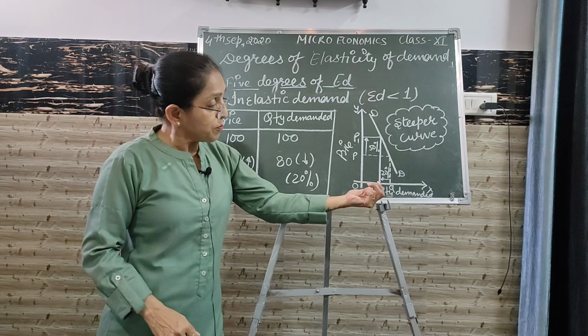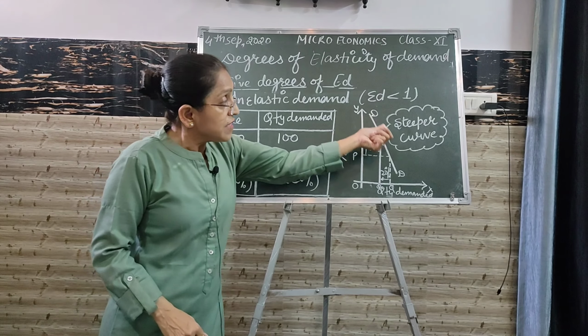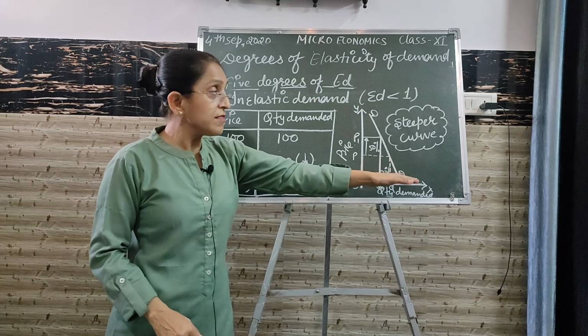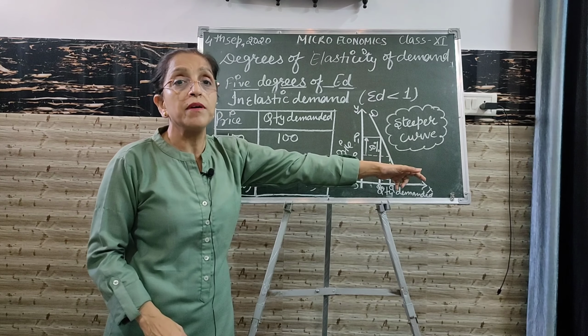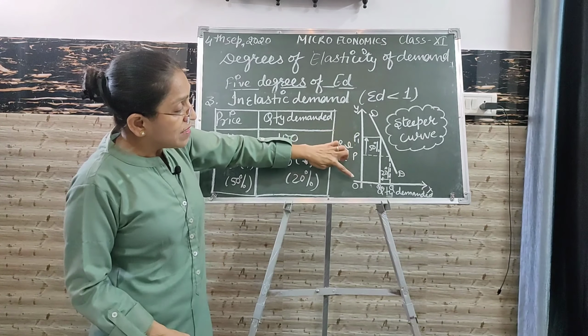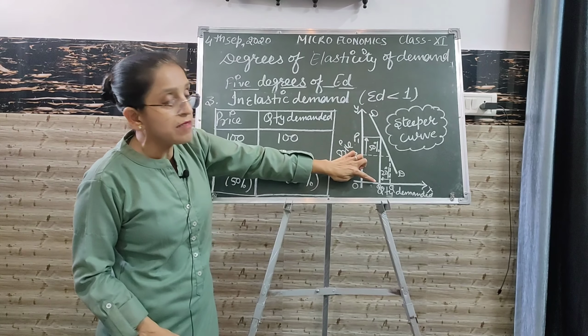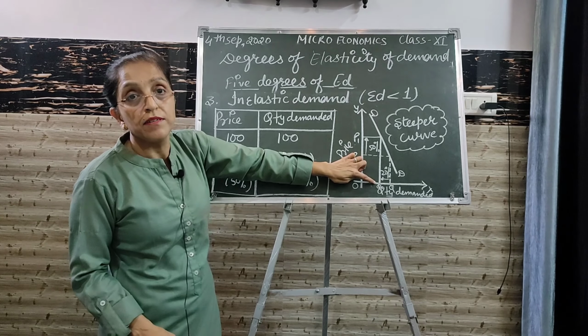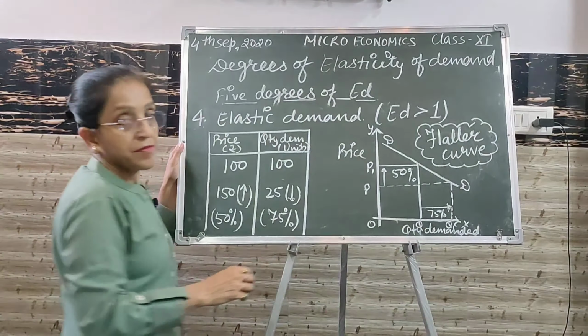When you plot it in the diagram, you will come to know that there is a steeper demand curve. In this situation, what will be the demand curve? It is known as the steeper curve. You see, price is increasing by 50% and the quantity demanded is decreasing by 20%. Clear? So that is the steep demand curve.